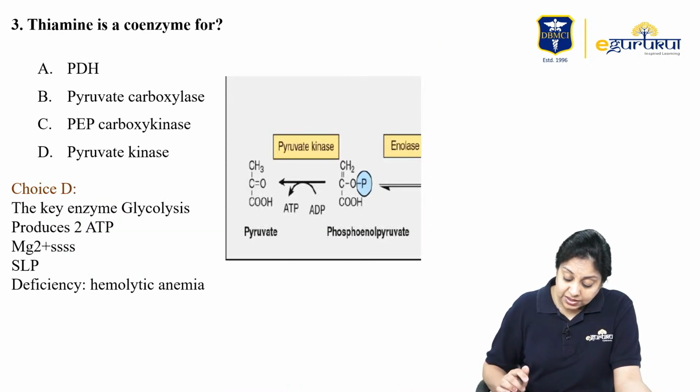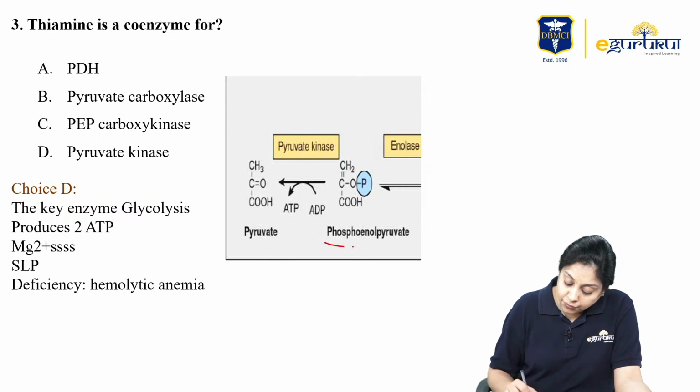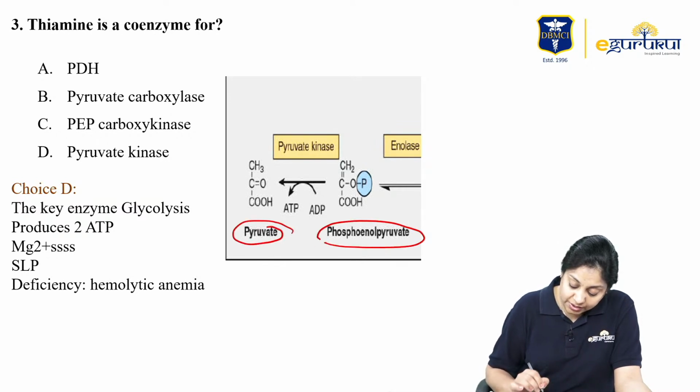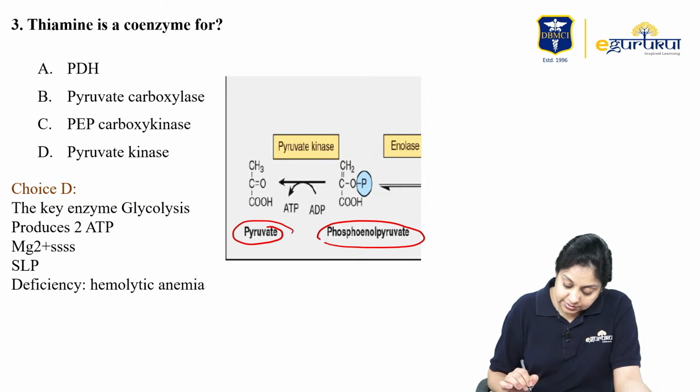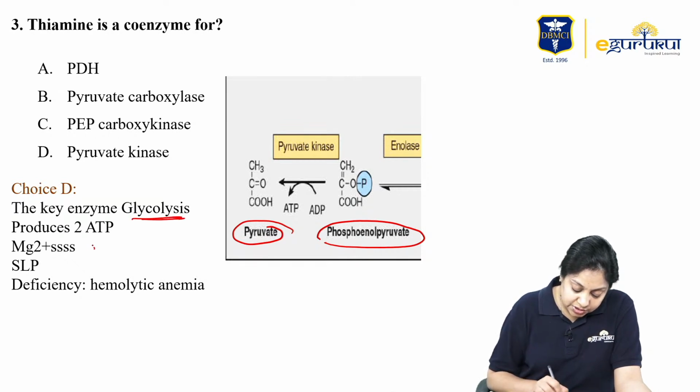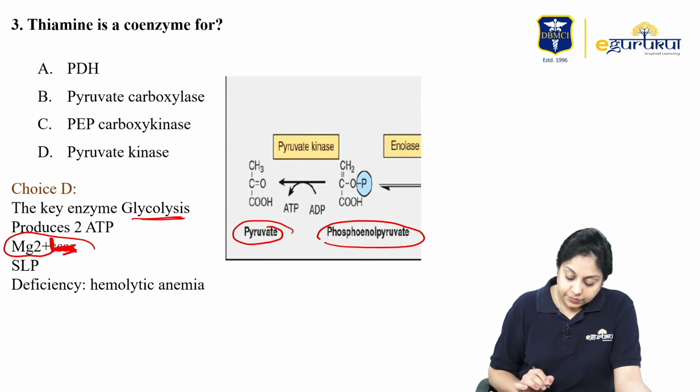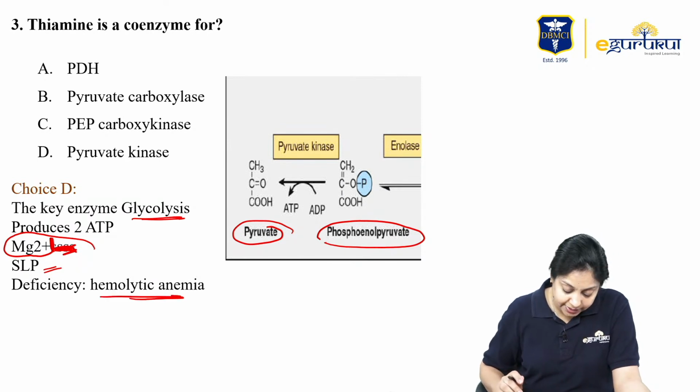Pyruvate kinase converts what? Phosphoenol pyruvate to pyruvate. That is kinase. It can be doing either way, right? It is a key enzyme for glycolysis, produces 2 ATP and requires magnesium ion. Another property of this step is that it is substrate level phosphorylation. And deficiency leads to hemolytic anemia. Few extra high-yield points for you guys.